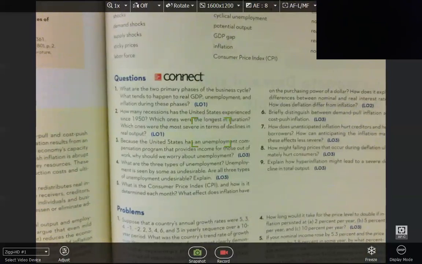So, number one, really easy, right? Two primary phases, expansions and recessions. When it's expansionary, it sounds just like it seems, if an accordion's expanding, then it's getting bigger, right? Real GDP increases, inflation occurs, unemployment falls. When we're in a recession, the opposite happens. Real GDP declines, unemployment increases, and inflation is either mild or it's falling.